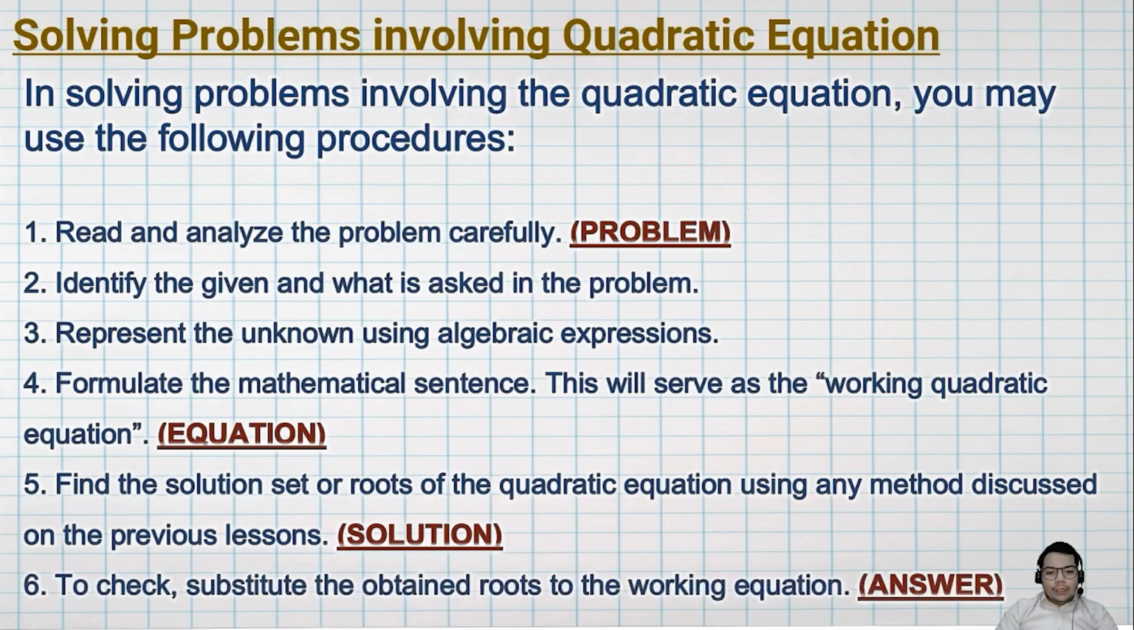So as you can see, I have here four underlined, red, capital-letter words that are emphasized in each given step or procedure. So I have here problem, equation, solution, and answer. So as we discuss each of them, on the problem part, this is where we will identify the given and what is asked in the problem.